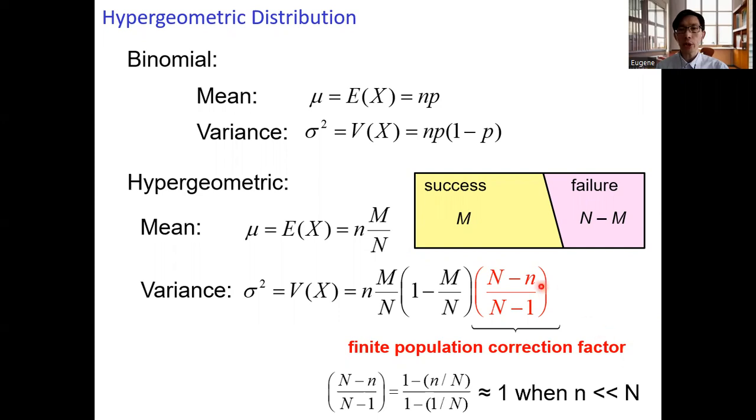And because this expression, the finite population correction factor, is less than 1, the variance of the hypergeometric distribution is less than the variance of the binomial distribution.